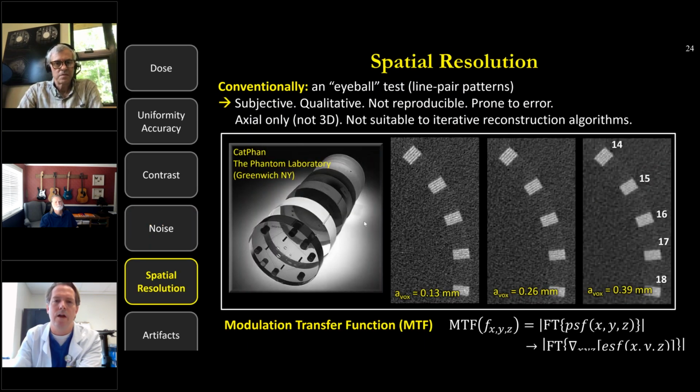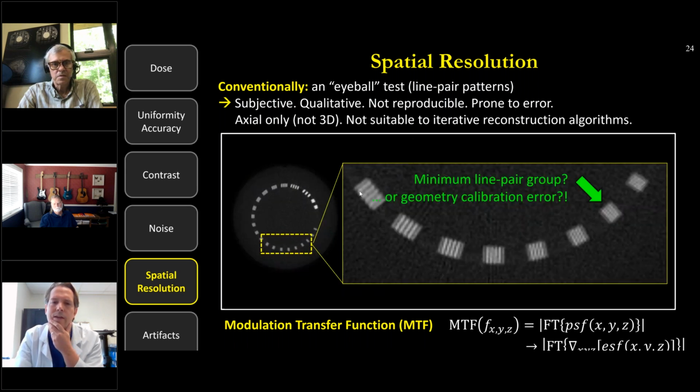Moving to spatial resolution, John mentioned the conventional eyeball test. It's subjective, it's qualitative, it's not reproducible even within one observer, and it's prone to error. Here's an example of a line pair pattern in the CAT fan, which is from the Phantom Laboratory. And here we just show three scan protocols at different spatial resolution. And I don't know that any of us could agree as to exactly which is the least visible line pair. But I want to mention that it's actually prone to error in interesting ways.